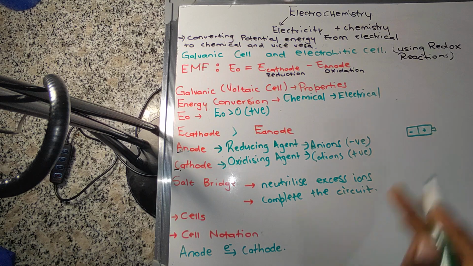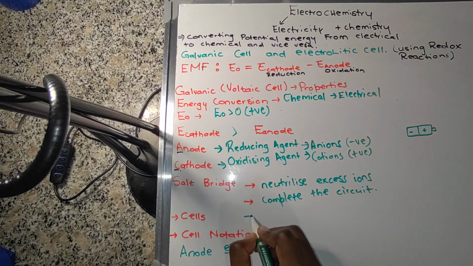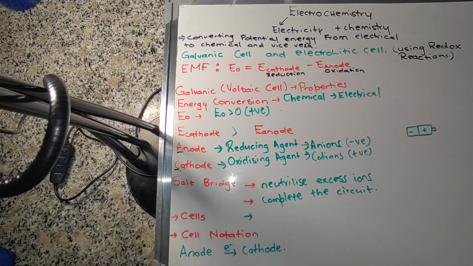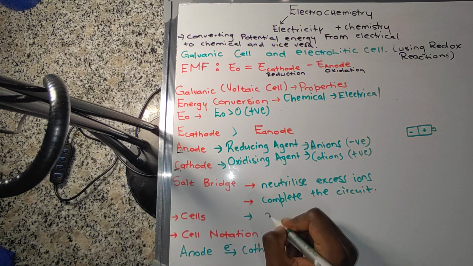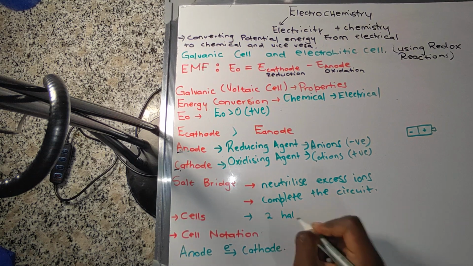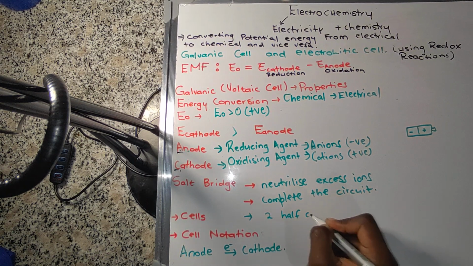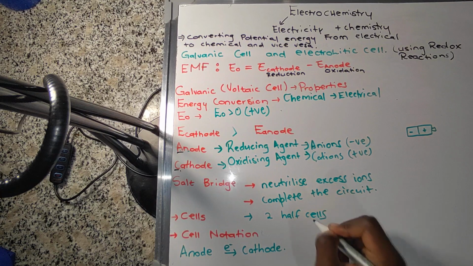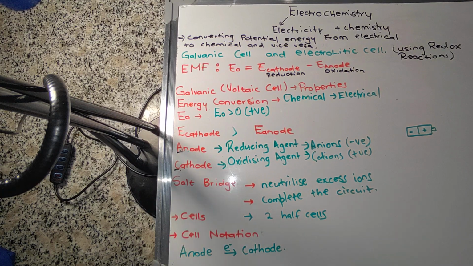So now, inside that battery, which we call a galvanic cell, we have two half cells. I hope you remember a half cell from the previous reaction. So now we have two half cells which are connected by that salt bridge, okay? And then as we continue, we have what we call a cell notation.